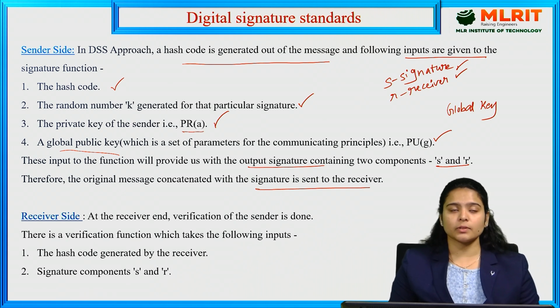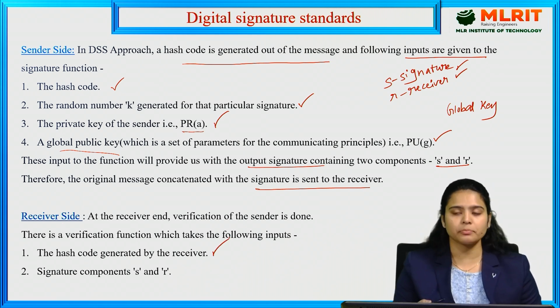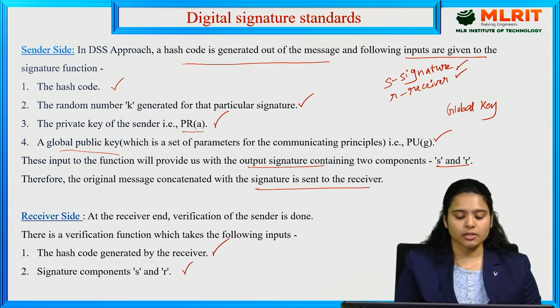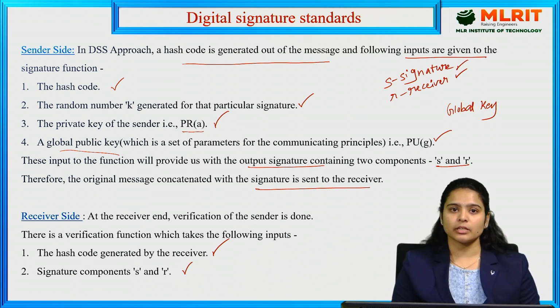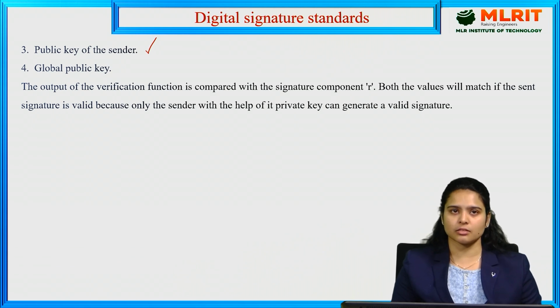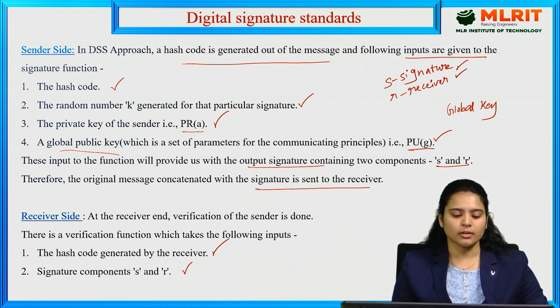After the completion of the sender side, next we move to the receiver side. On the receiver side, verification should be done for whatever message the sender sends to the receiver. So there is a verification function with the following inputs, as seen on the sender side. We use the particular hash code, the components of the signature sent to the receiver, and also the public key. So the private key is used by the sender and the public key is used by the receiver. Then the global public key, the same function of PUG, which is nothing but the global public key.